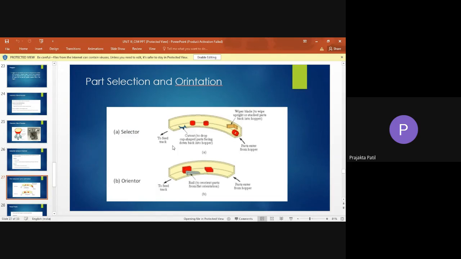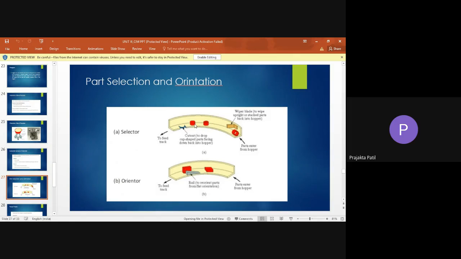So you can see here is a selector. What does the selector do? The part enters from the hopper feeder mechanism. From there, a part enters in. Then you have a certain restriction or constraint here. If it fits into it, it will allow it to go ahead, else it will drop it down. So if it passes, it is now going to move ahead.